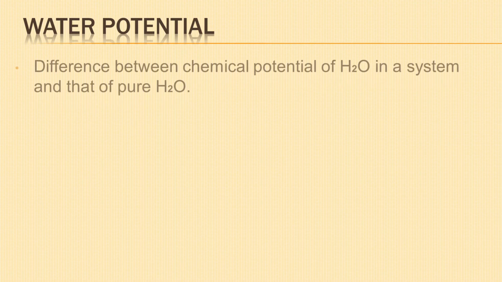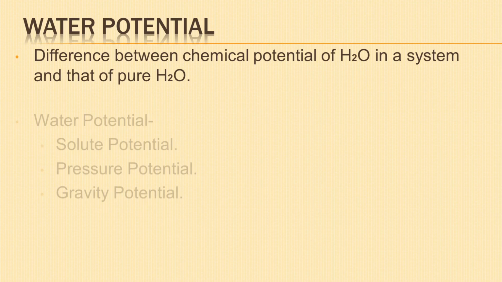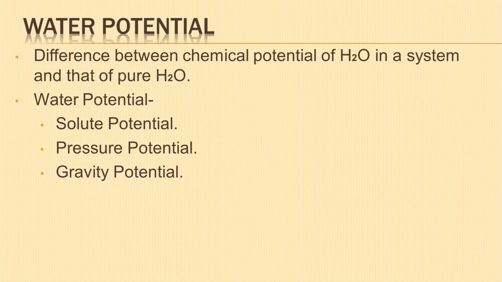Next is water potential. Potential energy of water is called water potential. It may be defined as the difference between chemical potential of water in a system and that of pure water at constant temperature and pressure. Water potential in plant solution is influenced by solute potential, pressure potential and gravity potential.